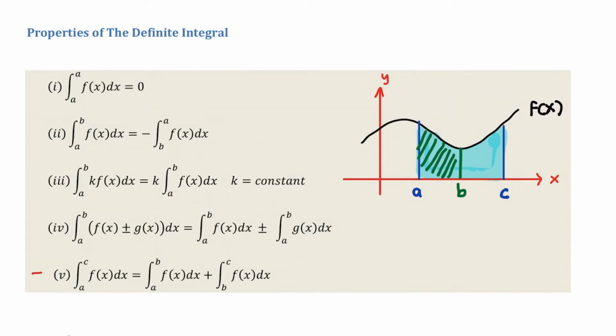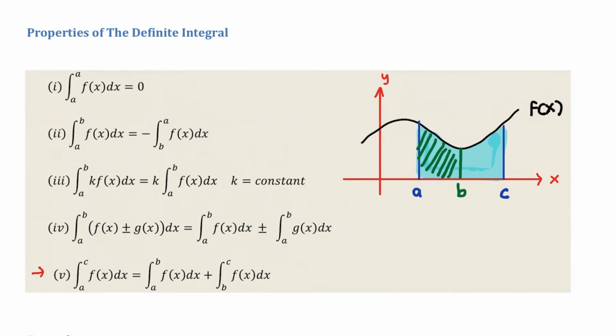The last one, this is the crucial part. You have to know that if you have an integral for a limit from a to c, let's look at the graph from a to c. You can actually find it from the sum of the two areas, which is from a to b, the shaded area in green color, and the area from b to c. So if you sum the two areas, you get the total area of a to c. So that is the property.